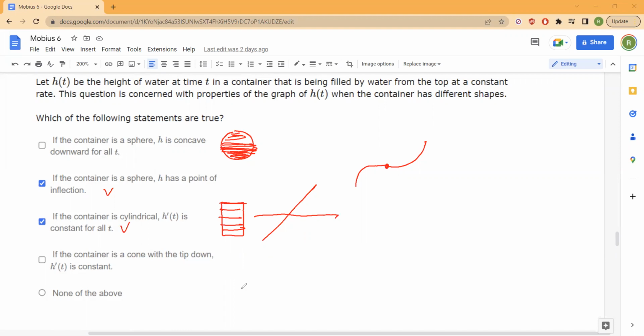The container is a cone with the tip down, h'(t) is constant. If it's a cone with the tip down, you can see it as a triangle. At the bottom, it would fill up a lot quicker. As it rose up, it would start to fill up more slowly because each layer would be a bit bigger. So it would start filling up quickly and then slow down. And so you would know that the first derivative of this graph would not be a constant. It would more so be a line. Okay, and that's it.